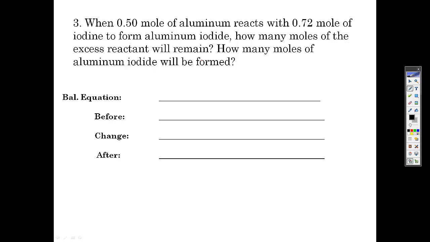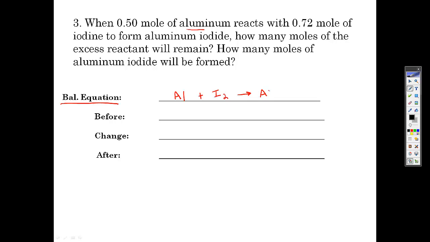So here we've got a problem where they're talking about 0.5 moles of aluminum reacting with 0.72 moles of iodine to form aluminum iodide. First thing we have to do is we always need to get the balanced equation. So let's write that out. Aluminum by itself is just Al, and it reacts with iodine. Remember, iodine is one of your diatomics, to form aluminum iodide.